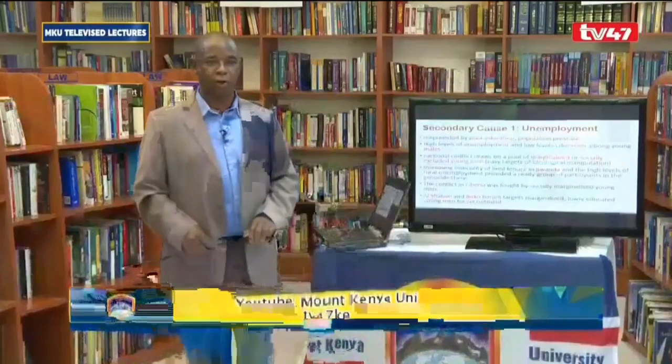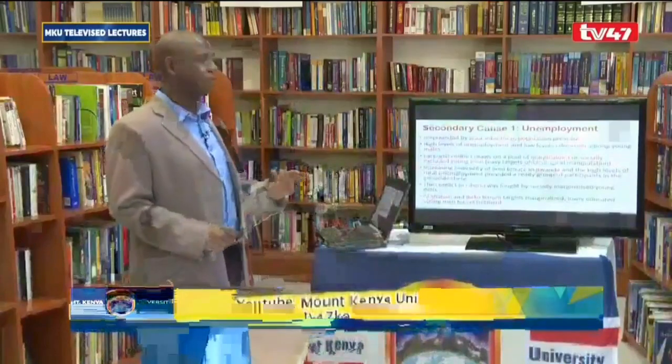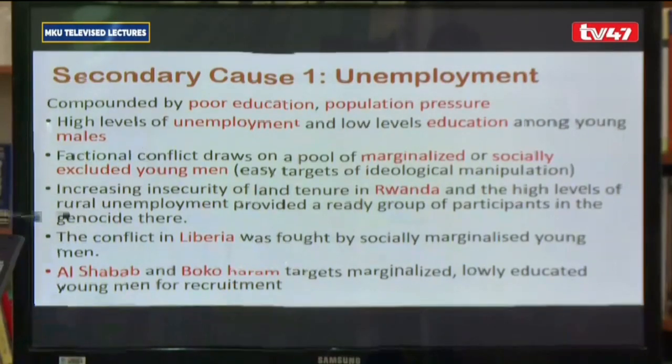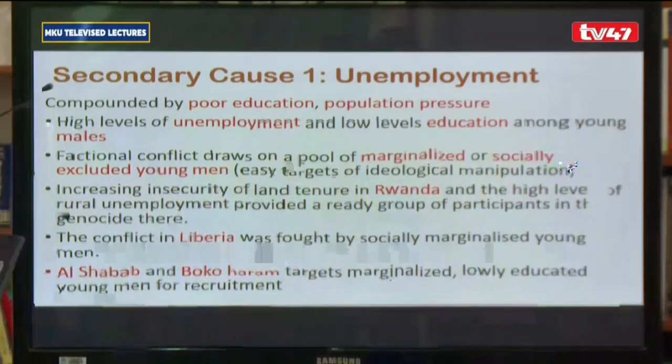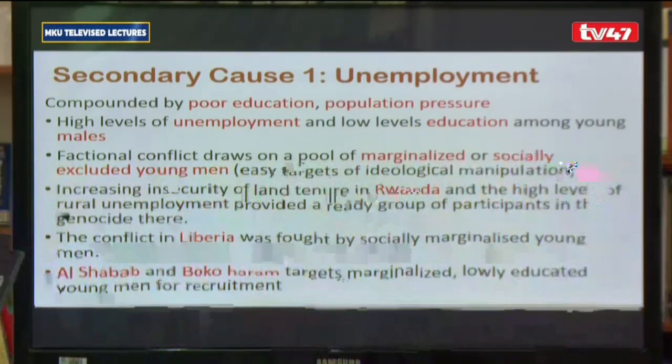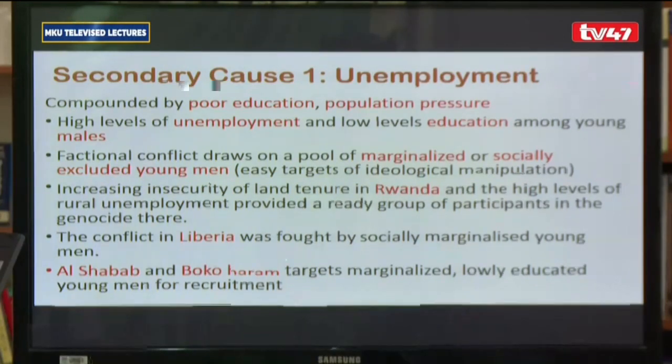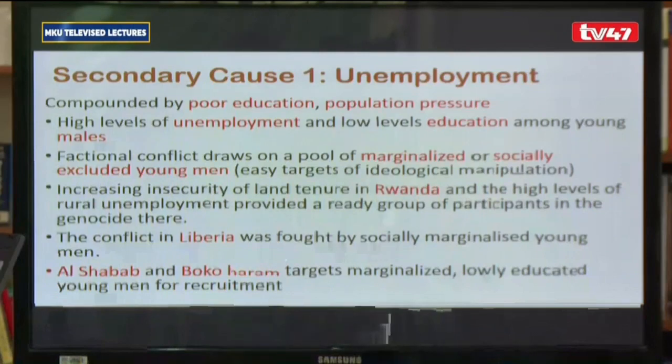Then we go to secondary causes of conflict. These are causes that sustain conflicts that are already there. When you have got a conflict that is based on resources, a conflict that is based on inequality, secondary causes come in to sustain that conflict. And one overriding factor in Africa as a secondary cause of conflict is unemployment. Unemployment, especially among the youth, is a contributing factor: where we have conflict in a place and then you have got unemployment among the youth, it contributes largely to the conflicts in Africa.